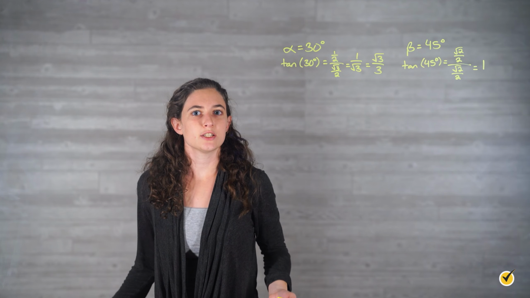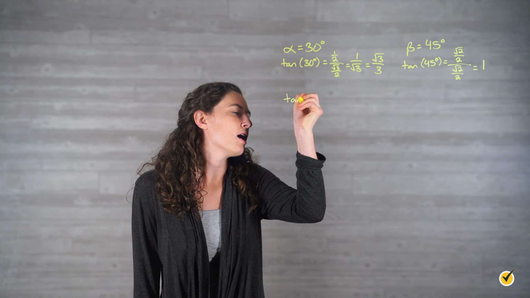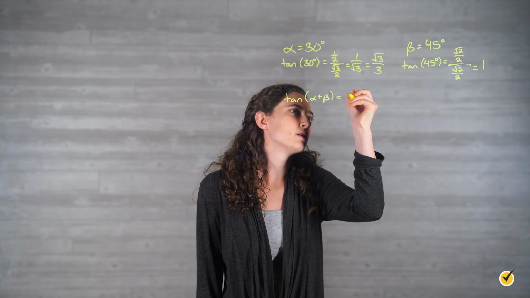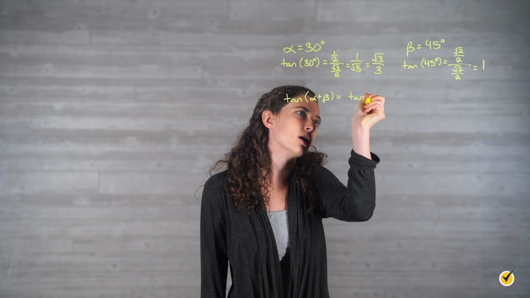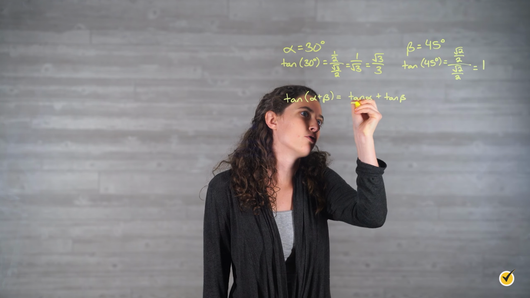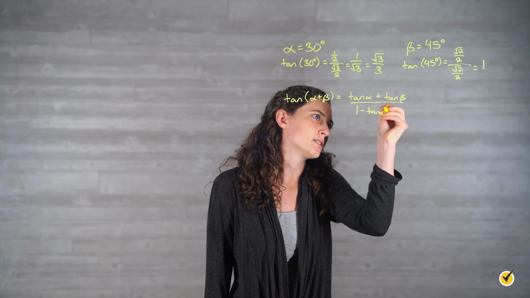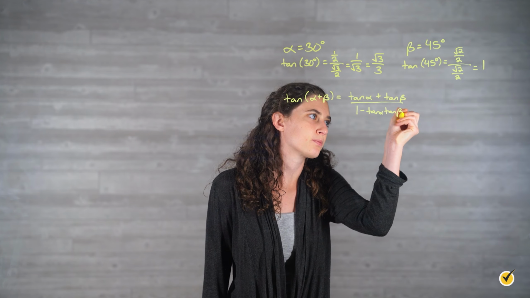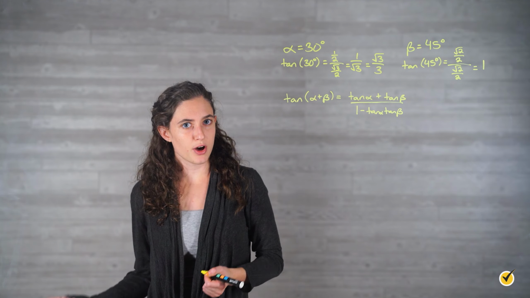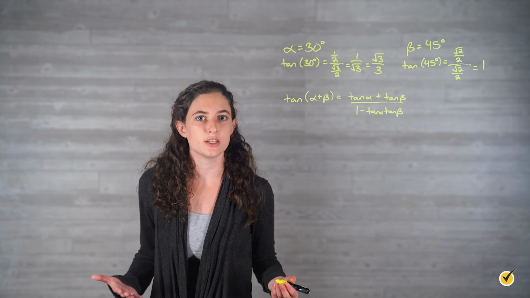Next, we write out our tangent sum identity. The tangent of alpha plus beta is equal to the tangent of alpha plus the tangent of beta over 1 minus the tangent of alpha times the tangent of beta. Then we'll substitute 30 degrees for alpha, 45 degrees for beta, and then substitute all of our tangent values into our formula.